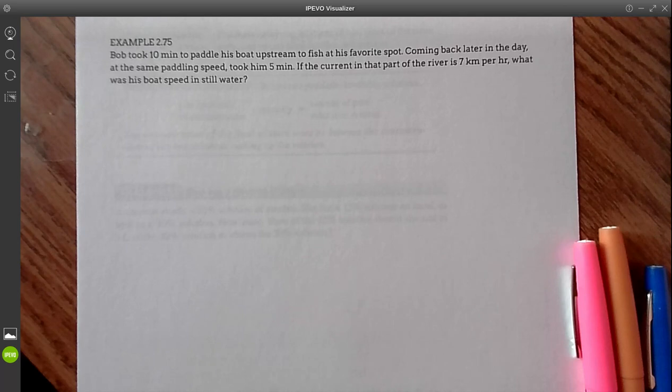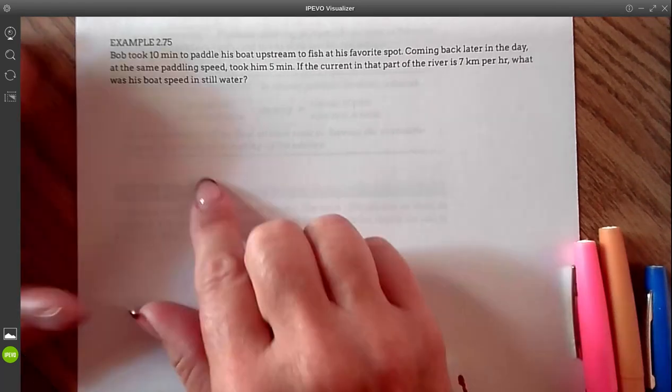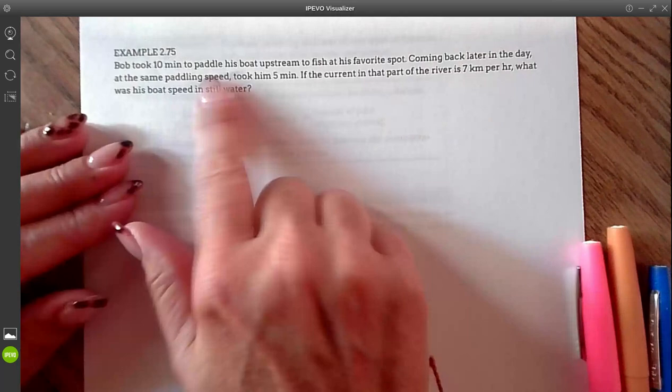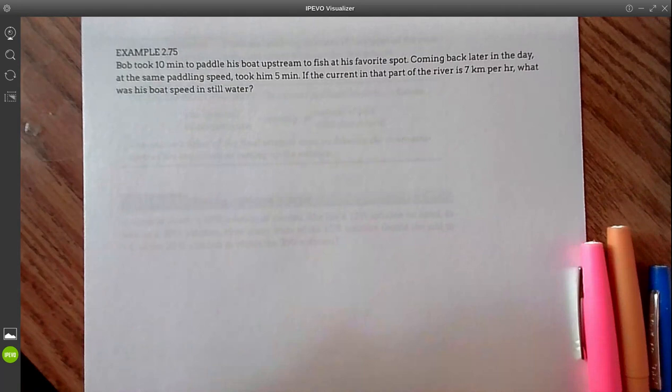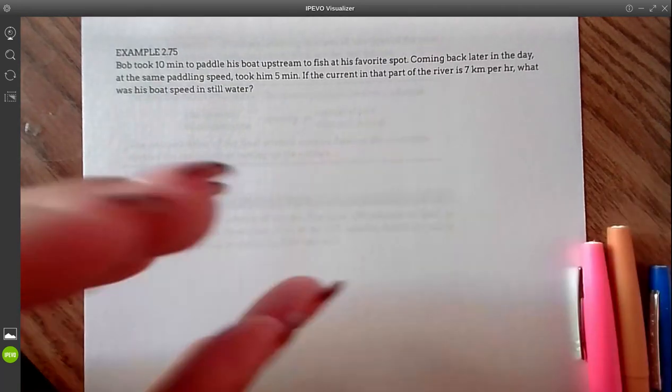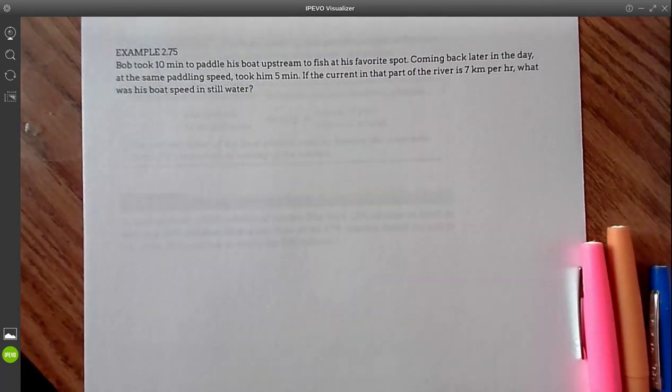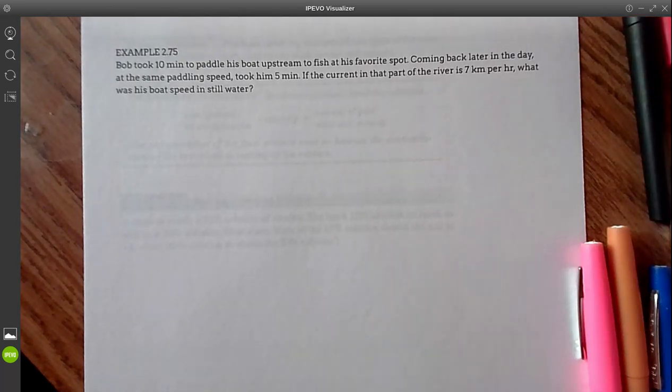You see problems that are like this a lot, except sometimes it's an airplane going with the wind and against the wind. Sometimes, it might be a moving sidewalk. It might be you're on a river like this. Anytime you have two things that are moving, either against each other or with each other, then we're going to use this same setup. So you got to think about what is the kind of surrounding motion and what is the object that's moving.